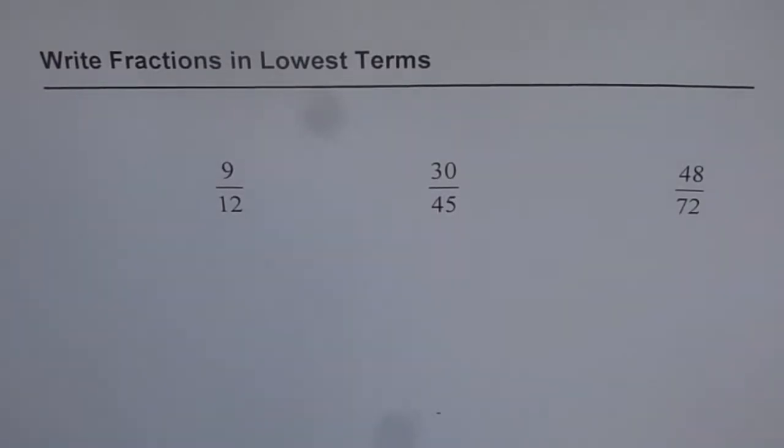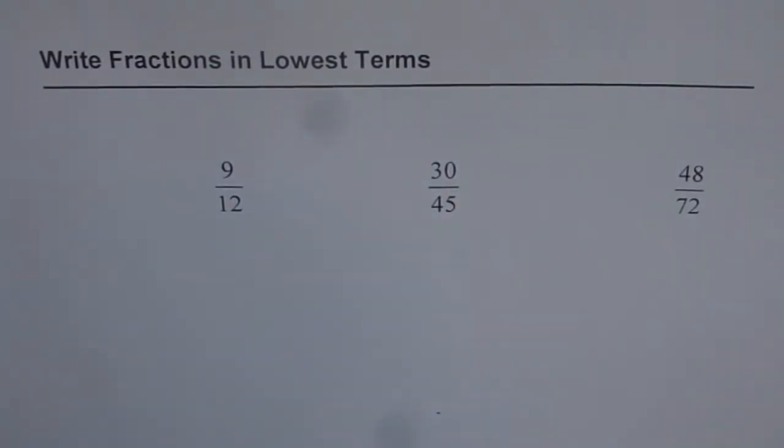Write fractions in lowest terms. So this is a huge application. We need to normally write all our answers in lowest terms when we are dealing with fractions. Here we have three examples: 9 over 12, 30 over 45, and 48 over 72. I will show you different methods by which we can simplify these fractions and write them in lowest terms.